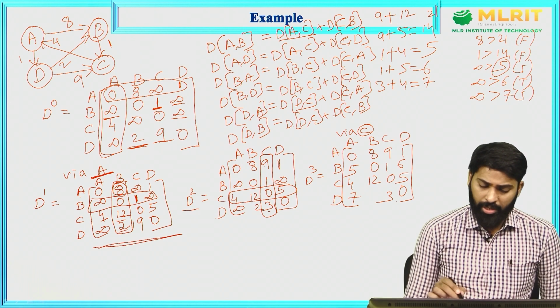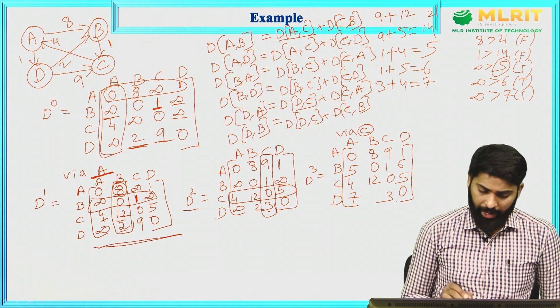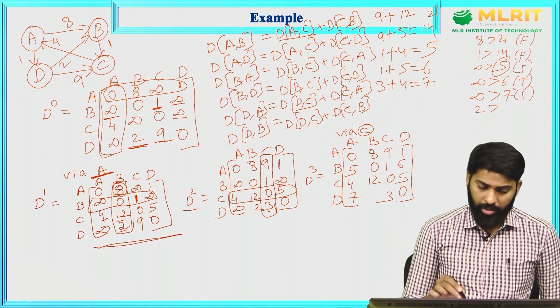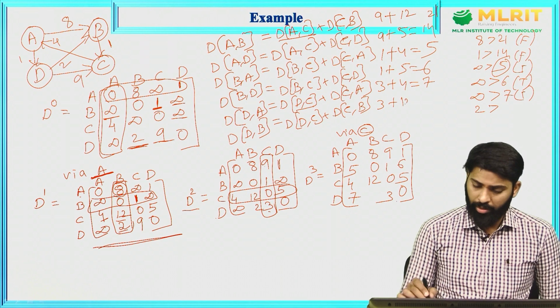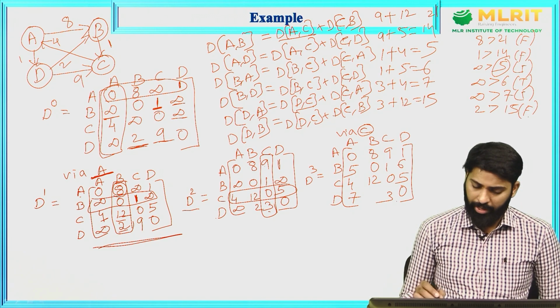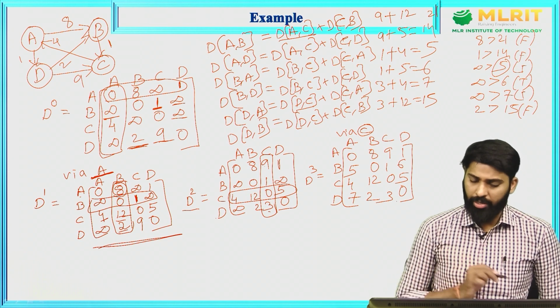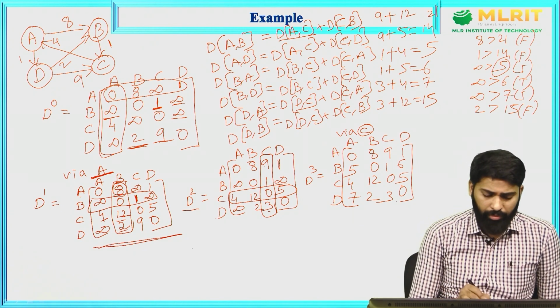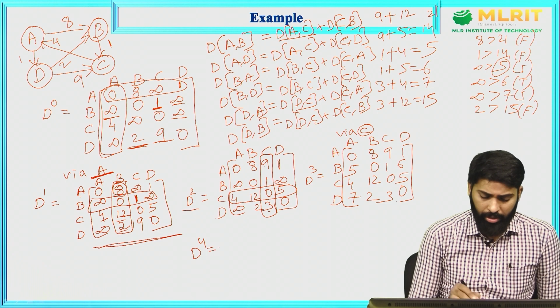Next, distance of D to B. D to B actual value is 2. So distance of D to C is 3. Distance of C to B is 12. 15. So 2 greater than 15, false. So the same entry 2 here. That's it. Now we are going to find D4.